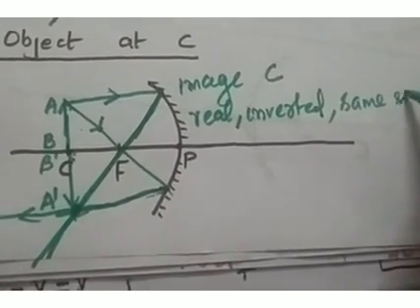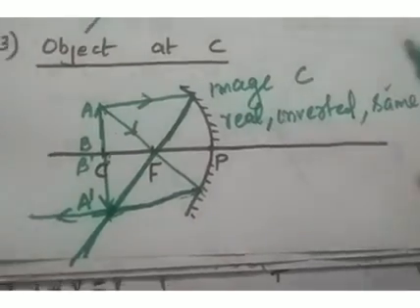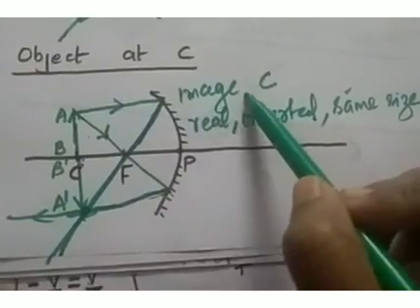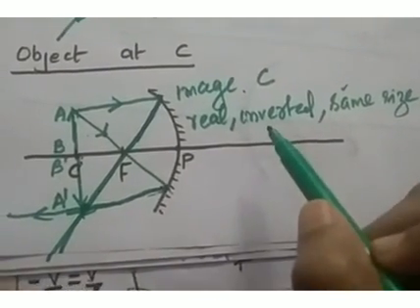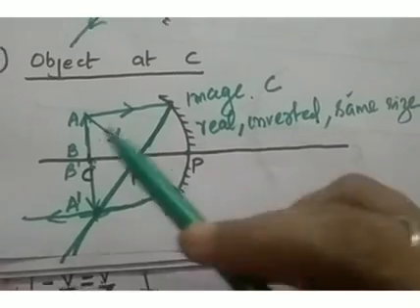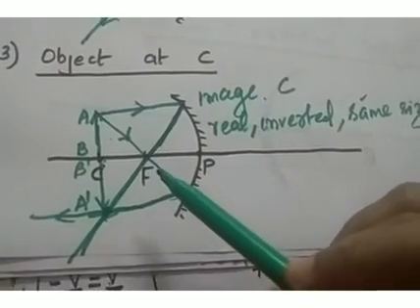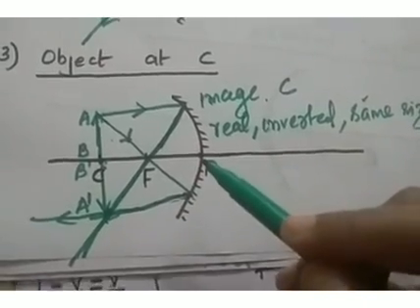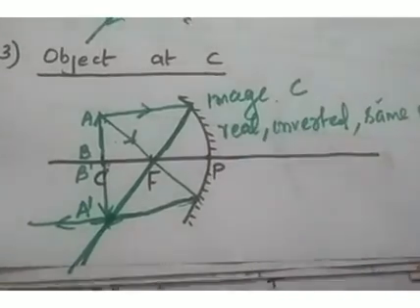Nature means we must represent whether it is real or virtual, and also we must represent its size. So compared to the object, size of the image is same. So when the object is at center of curvature, image is also formed at center of curvature, and the image will be real, inverted, and same sized image. Okay, so this is an important position. For which position concave mirror produces same sized image? When the object is at center of curvature. Where is the image? Image is also formed at the same point, that is at center of curvature.